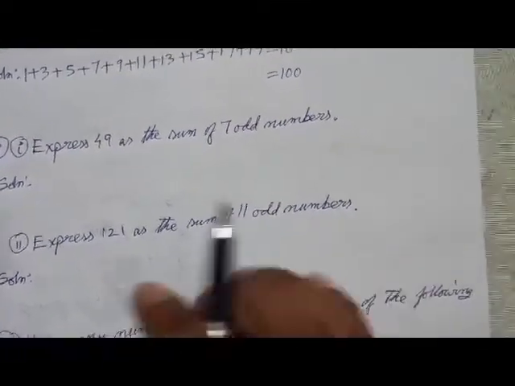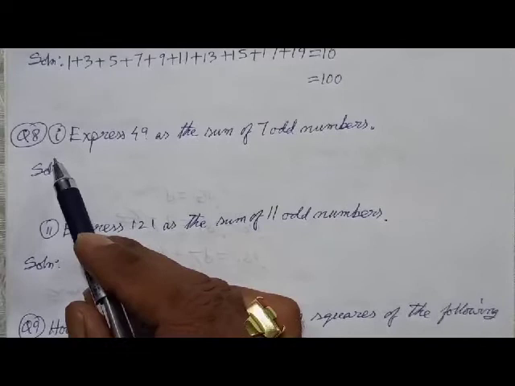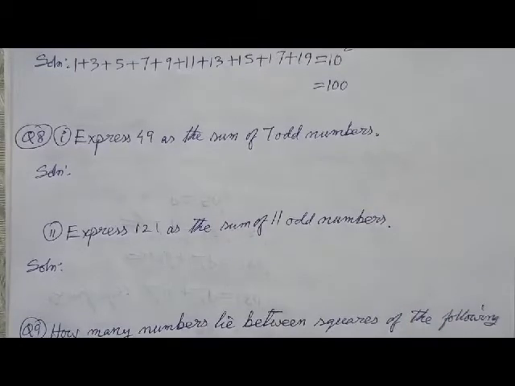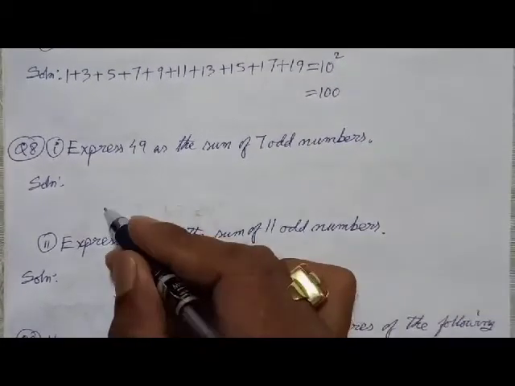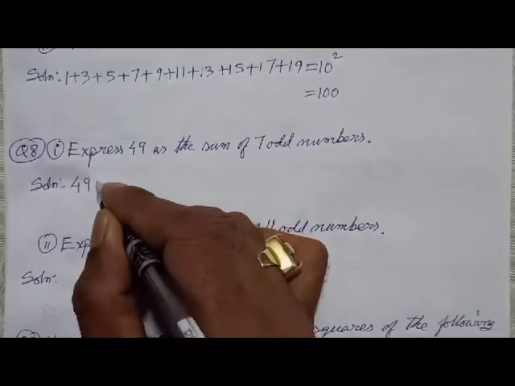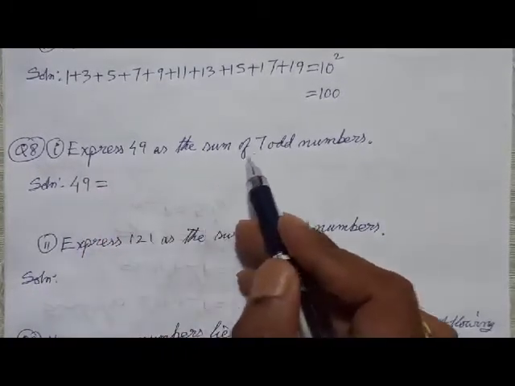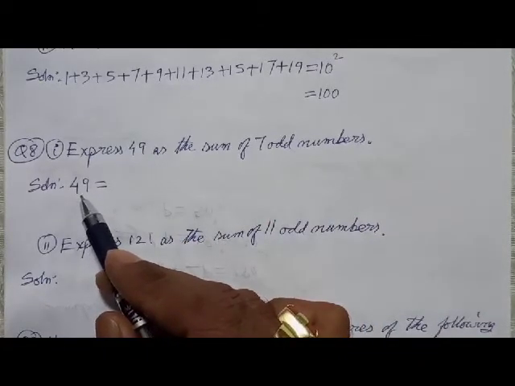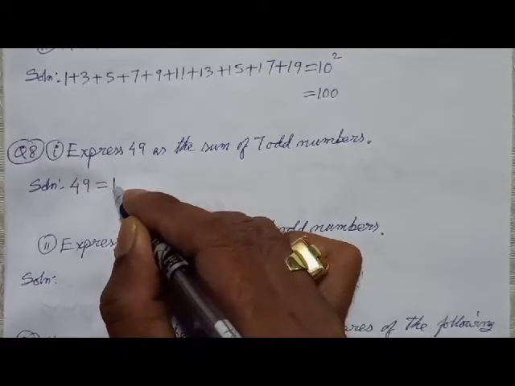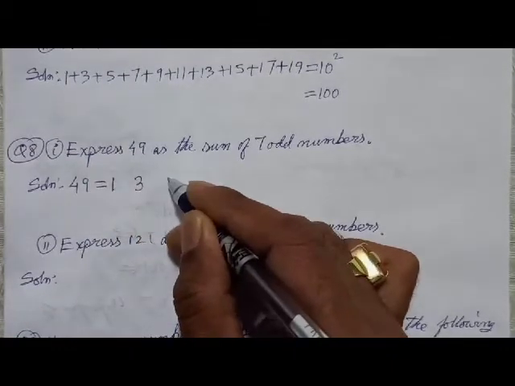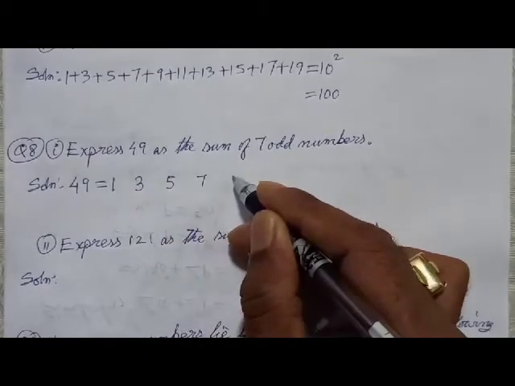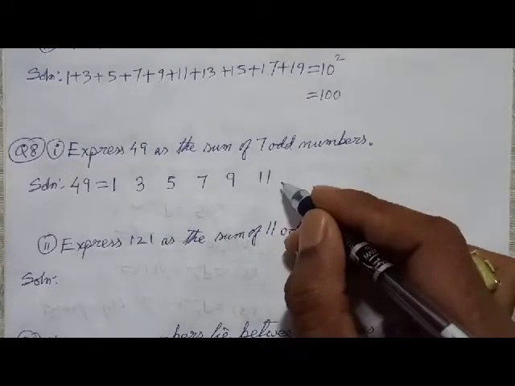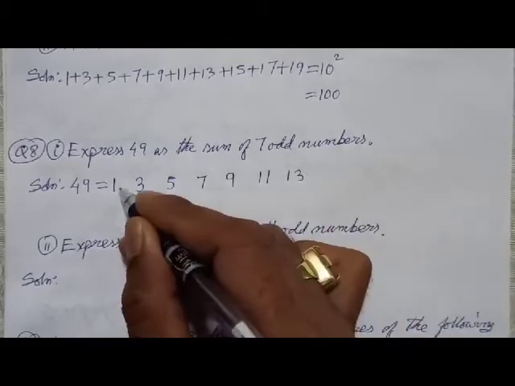Now let's try question number 8. Express 49 as a sum of 7 odd numbers. This is also the same as question number 7. Here the question says that we have to express this 49 as a sum of 7 odd numbers. So the first odd number is 1, next odd number is 3, next odd number is 5, next odd number is 7, next odd number is 9, next odd number is 11, and next odd number is 13. So plus sign.